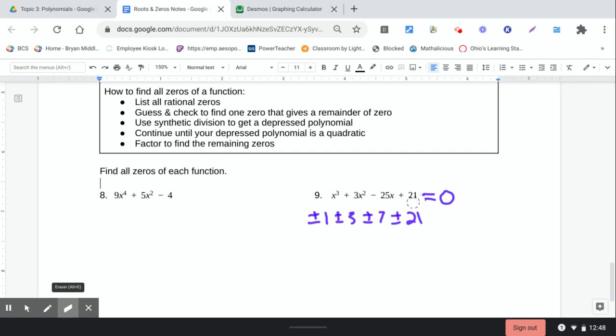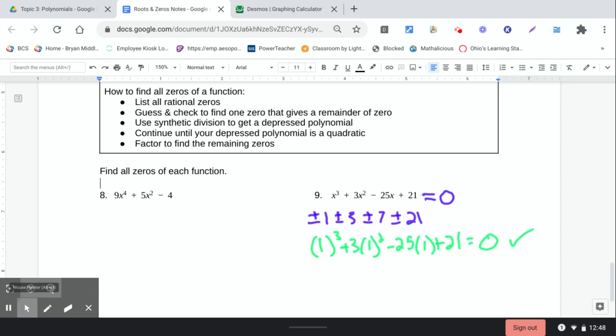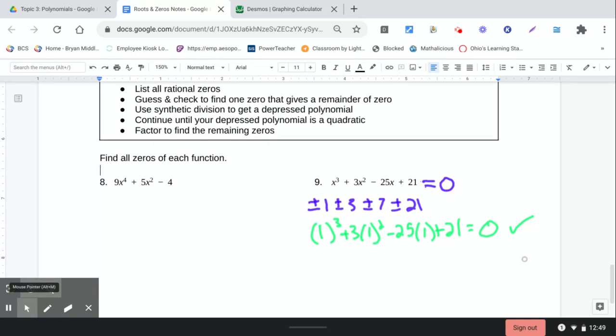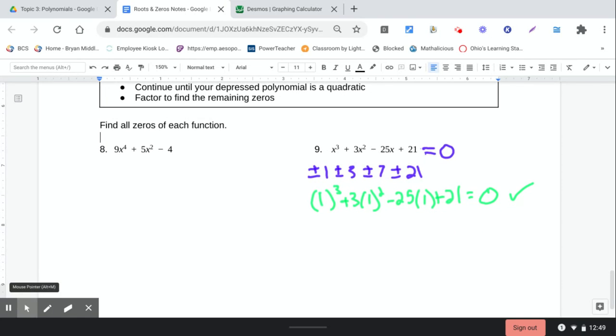Okay, so now what we're going to do is we're just going to guess and check. And I would strongly encourage you to use your calculator to do this. I'm going to plug in 1. So in the calculator, I would do 1 cubed plus 3 times 1 squared minus 25 times 1 plus 21. And we are just trying to find one that works. And this one actually does. Yay. Okay, first try. All right, so we know that 1 is a factor.